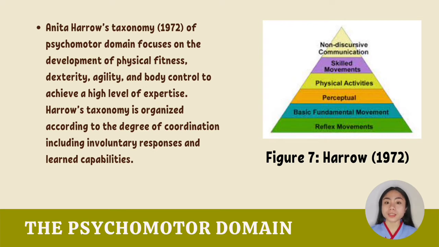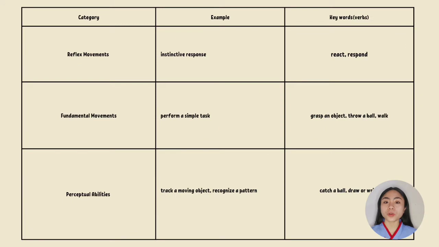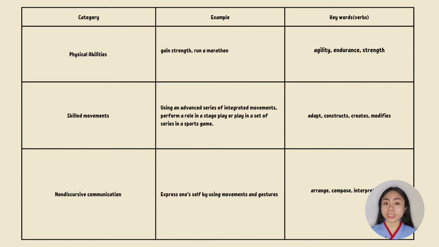Harrow's taxonomy is organized according to the degree of coordination, including involuntary responses and learned capabilities. The following categories are reflex movements, fundamental movements, perceptual abilities, physical abilities, skilled movements, and non-discursive communication. Thus, Dave's psychomotor domain is the simplest and generally easiest to apply in the corporate development environment.